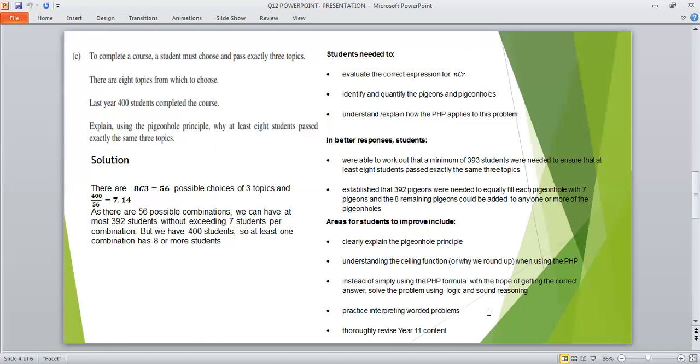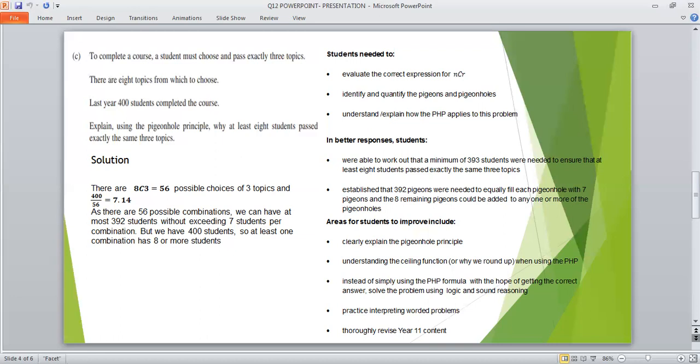The other important thing, of course, is that they need in their curriculum, in their classes, to practice interpreting worded problems, which is what this really was. And of course, to make sure that they thoroughly revise the year 11 content, which is where this particular topic is covered. So they should really be ready for topics in year 11.